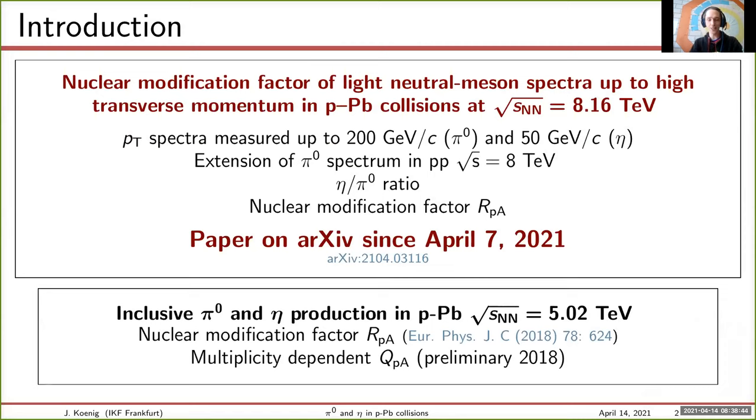So let's start with a short introduction of the topics of this talk. So the first major topic will be the nuclear modification factor in p-Pb collisions at 8.16 TeV. There we have a pretty new paper, which is on arXiv since last week. And if you want to read it, feel free to check it out. This is linked here. And in detail, I will talk about the pT spectra that we measured up to very high pT. Also the extended pi zero spectrum and the eta to pi zero ratio, and of course the nuclear modification factor. And I will also briefly flash some results that we have in p-Pb at 5 TeV. And then we already have a published paper from 2018 and also some multiplicity dependent results.